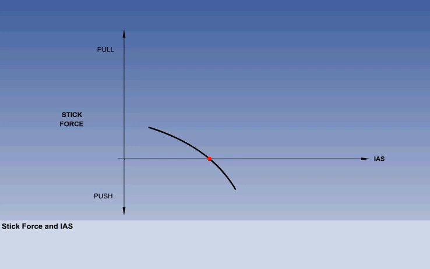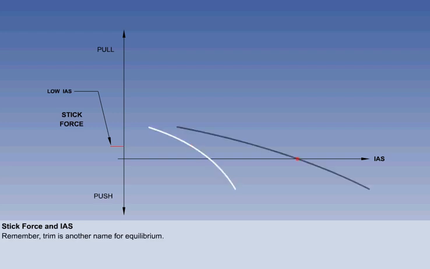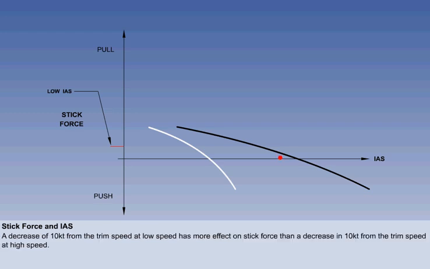The plot shows the stick force gradient with the aircraft in trim at low indicated airspeed. To maintain a reduced indicated airspeed of, let's say, 10 knots at low speed, a certain pull force is required. The plot now includes a stick force gradient with the aircraft in trim at a higher speed. To maintain the same 10 knot speed reduction from trim speed at a higher speed, a pull force is still required, but the required pull force is smaller.